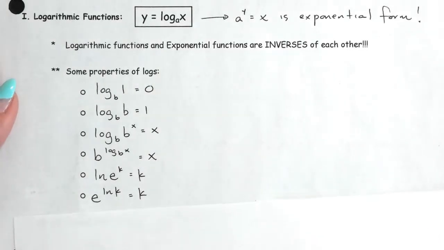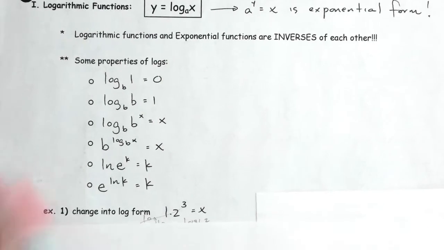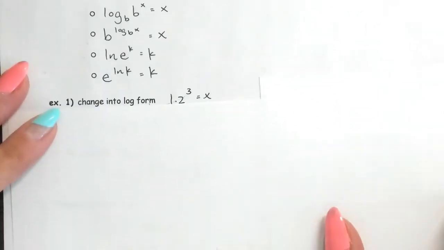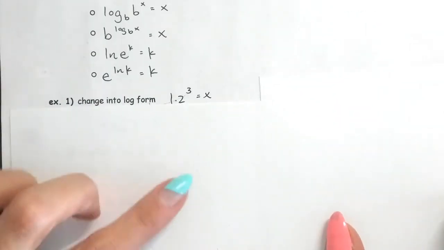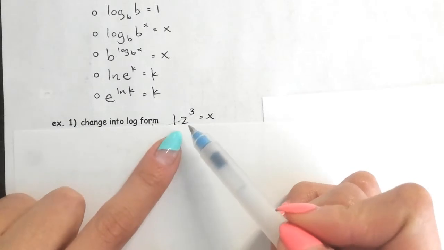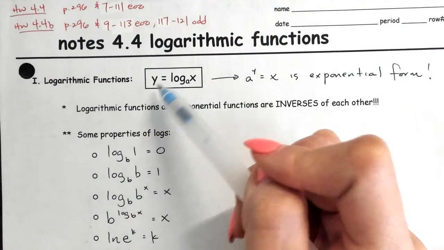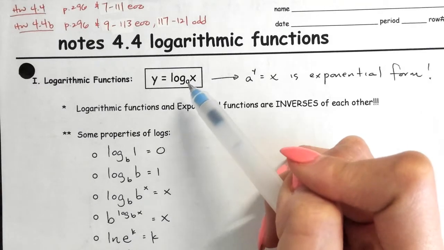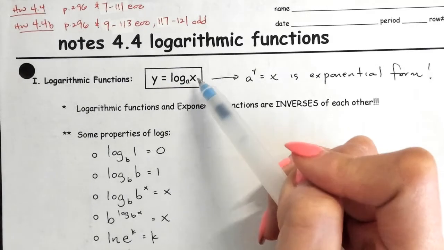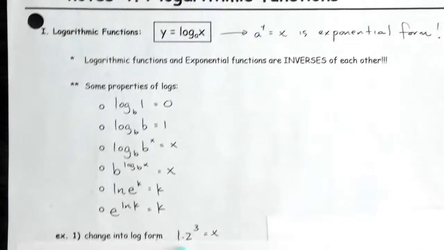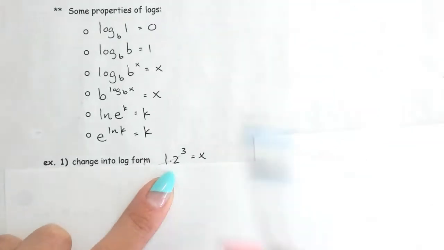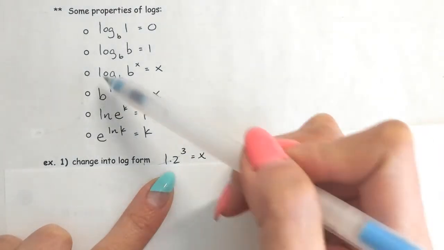All right, so a couple examples. How would you change something like this into log form? There's a couple ways that you can do this. Up here, a lot of people use this loop method, and they'll say a to the power of y is x, and then they unloop it or whatever. I don't really like to do that. I like to use this fact and this fact.